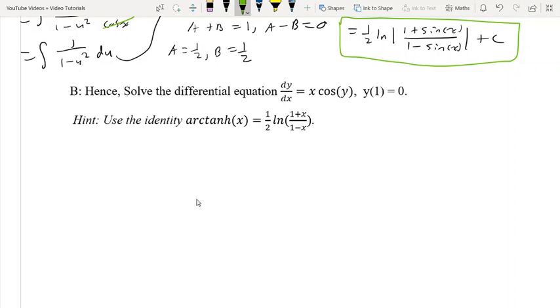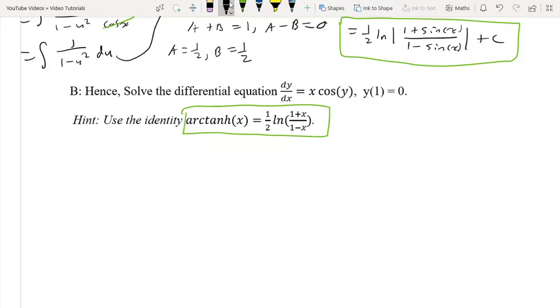So now, part B says, hence solve the differential equation dy/dx equals x cos y. And we're given the hint to use the identity arctanh x equals 1/2 ln of (1 plus x) over (1 minus x). You might remember this from hyperbolic trig functions. This identity is what will allow us to solve this differential equation.